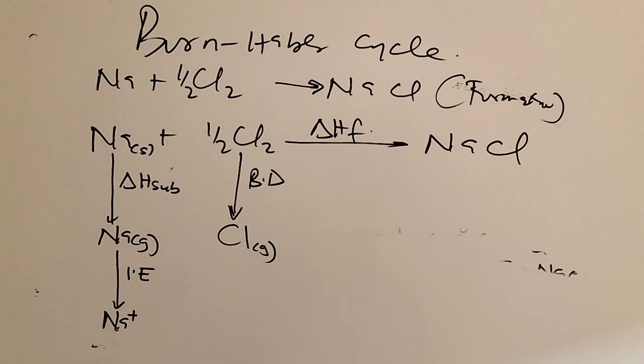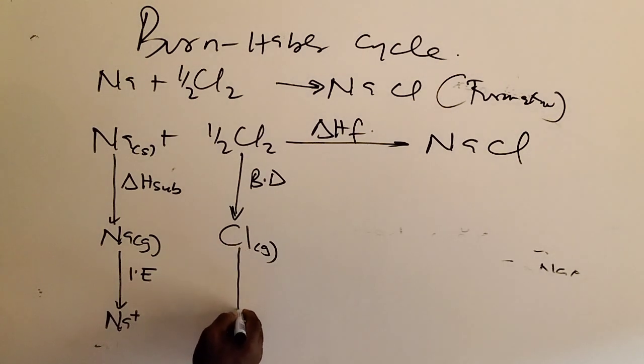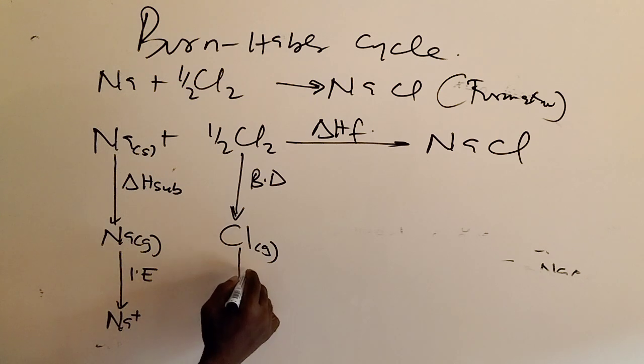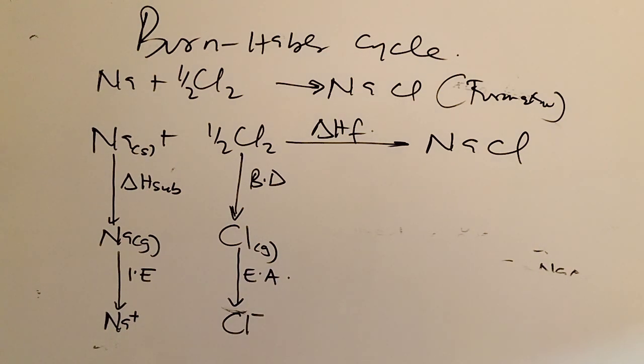Then after that, we also talk about what's called electron affinity, whereby the energy is released when the chlorine gaseous atom is converted to a chloride ion. We call that the electron affinity. You see that? So those are the steps involved.